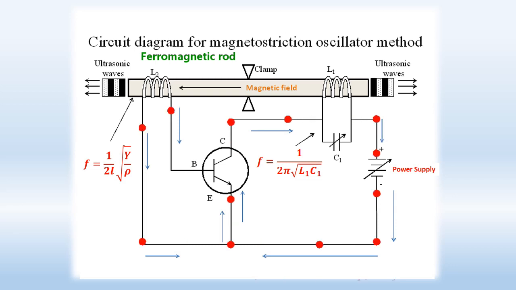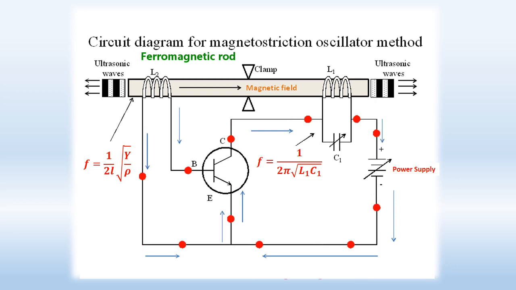The alternating magnetic field is created by the electronic circuit. The coil L1 wound on the right hand portion of the rod along with the variable capacitor C1 forms the resonant circuit. The frequency of this oscillator is controlled by the variable capacitor C1. The coil L2 wound on the left hand portion of the rod is connected to the base. The coil L2 acts as feedback loop.